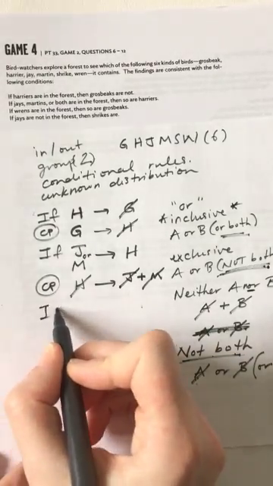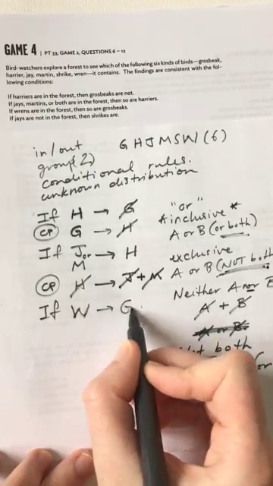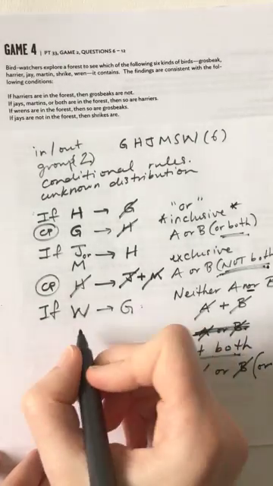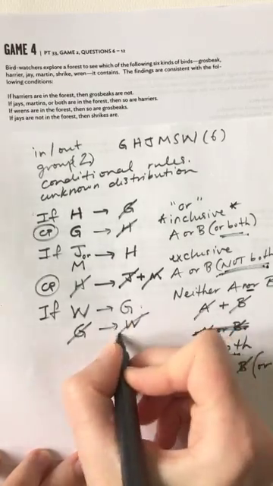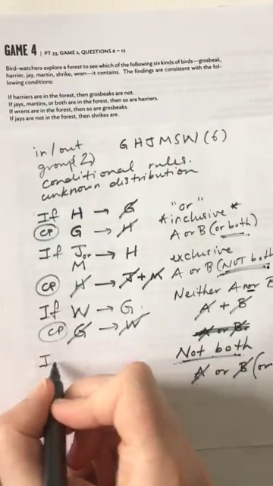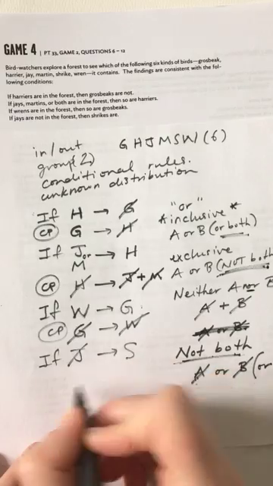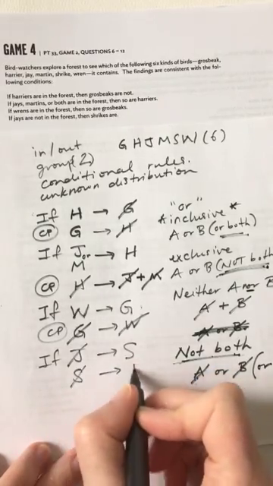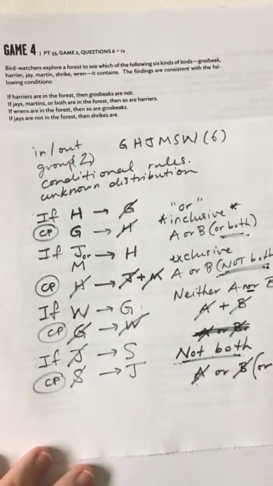The third rule is that if wrens are in the forest, then grosbeaks are as well. So if W, then G. If not G, then not W is my contrapositive. And the final rule, if J's are not in the forest, then shrikes are. If shrikes are not in the forest, then J's are. Okay, and that's my contrapositive.